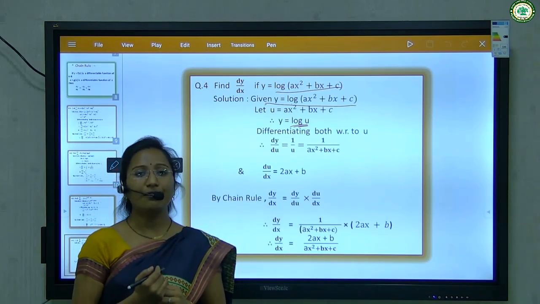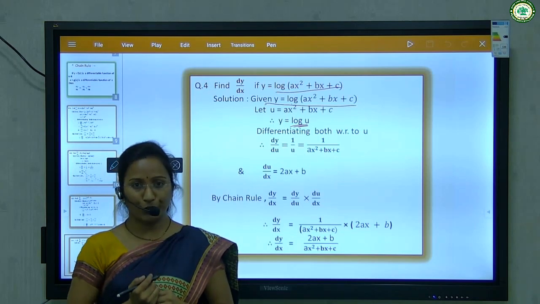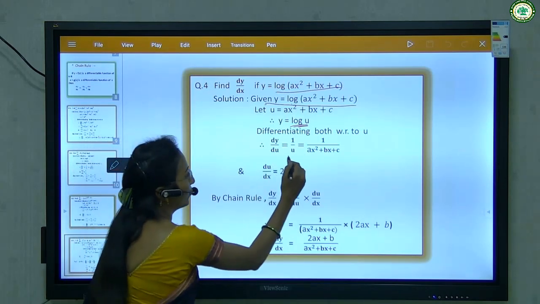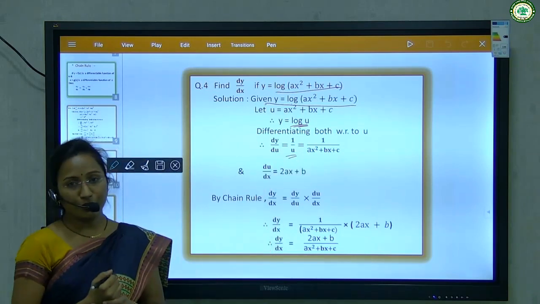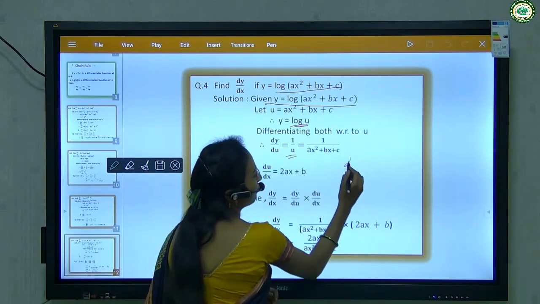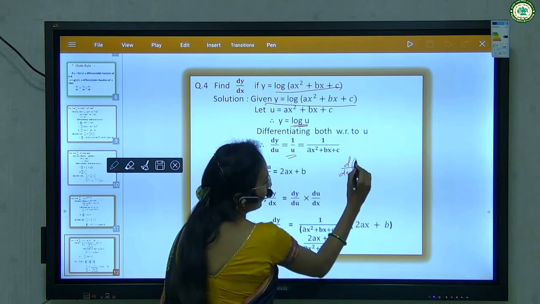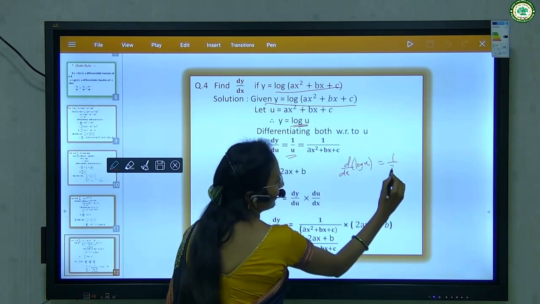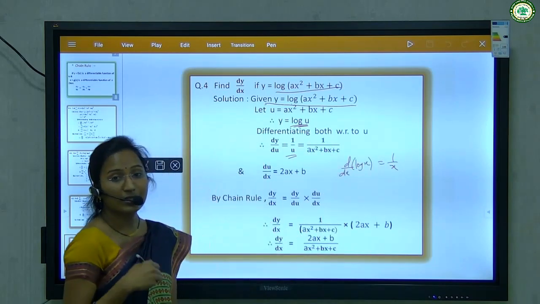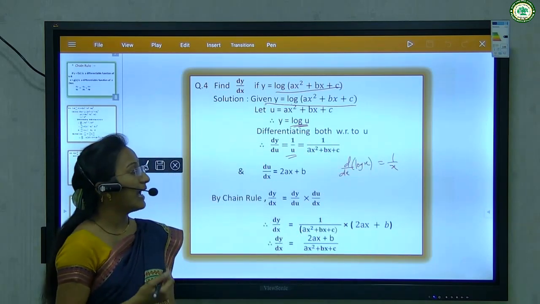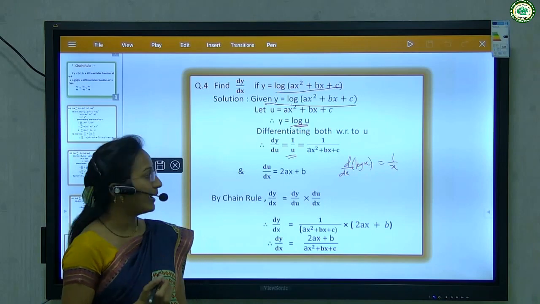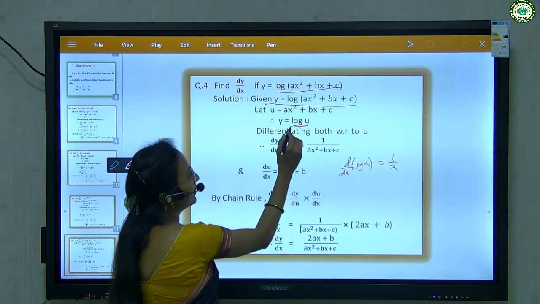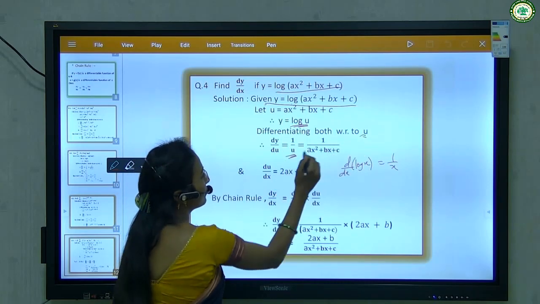The derivative of y with respect to u, dy upon du, is equal to the derivative of log u, which is 1 upon u. Because we know that d by dx of log x, which is the standard logarithmic function, is 1 upon x. Apply the formula here. We get the derivative of log u with respect to u is 1 upon u.